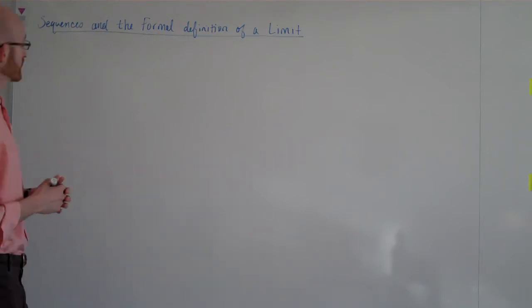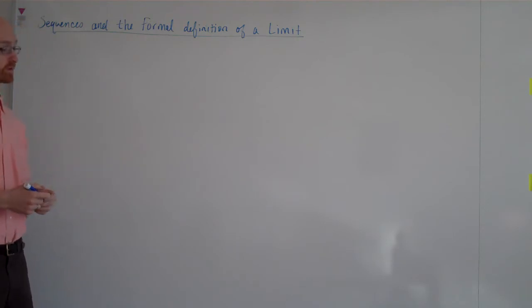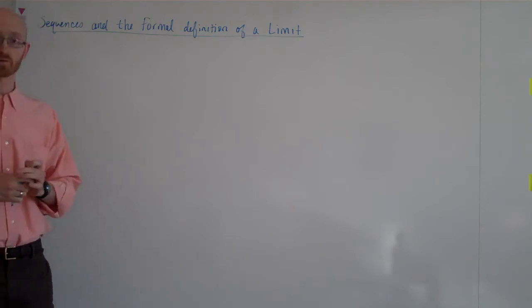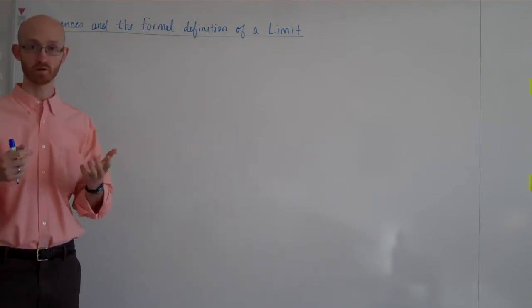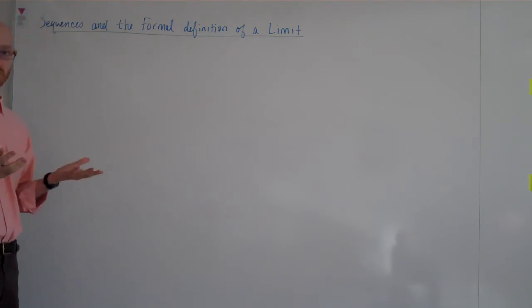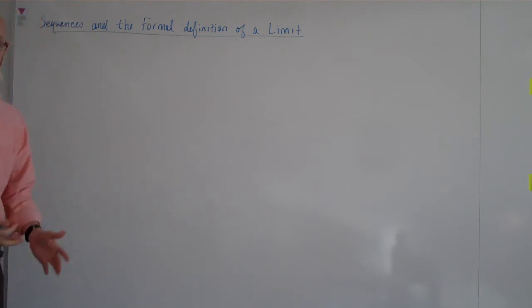This lesson will be about sequences and the formal definition of a limit. So the first thing we'll do is define what a sequence is. And it's really simple. You can just think of a sequence as a list of numbers.